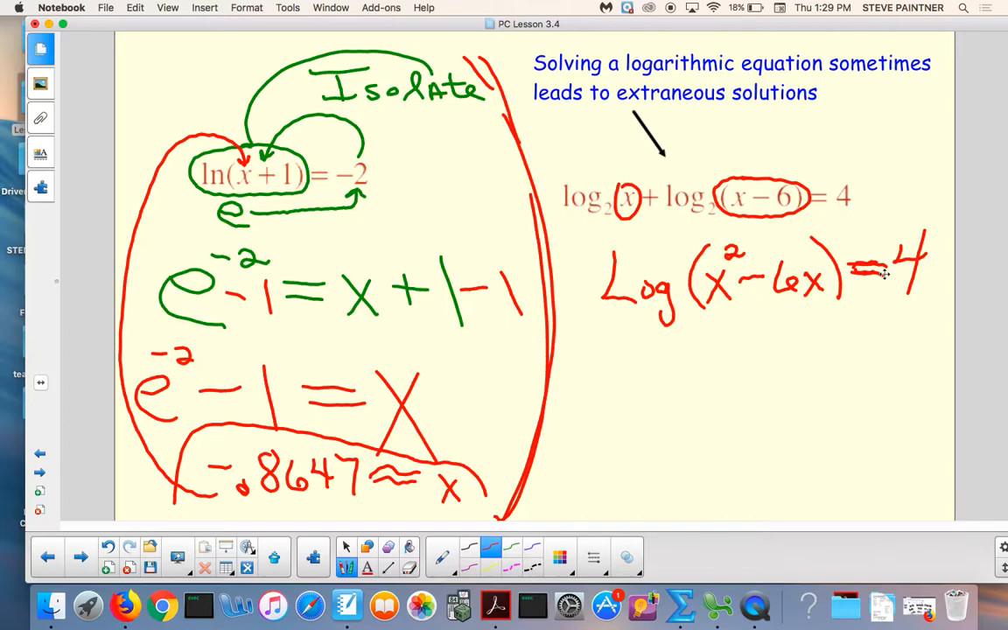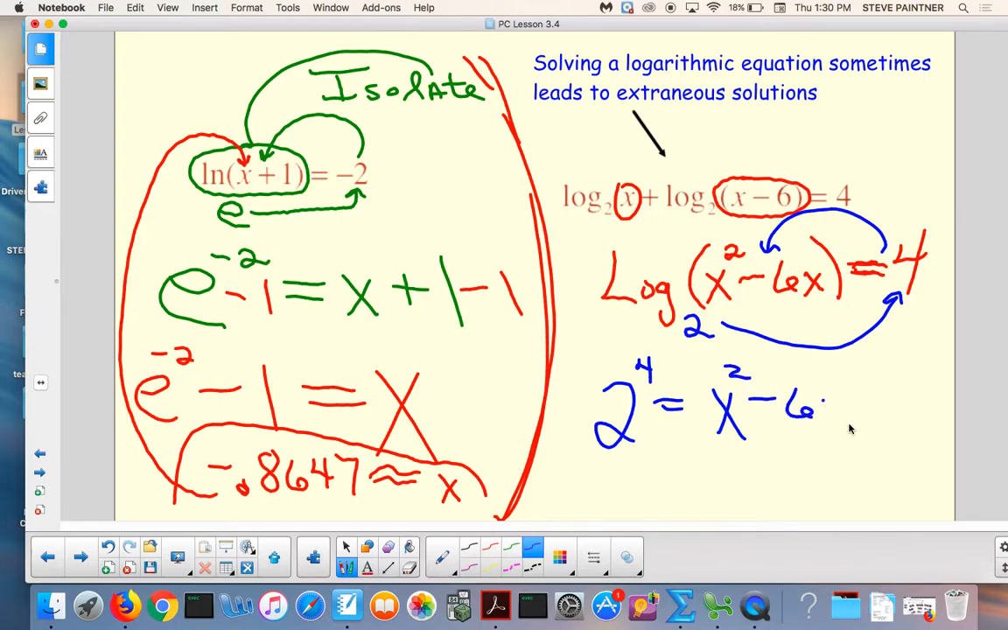Okay, now what do I do? Oh, sorry. This is base 2. I forgot to put my 2 down. Solve the log. Just exponentially, what does a logarithm say? 2 to the power of 4 must equal that, so you'd say 2 to the 4th must equal that number, x squared minus 6x. Solve it. It's a quadratic equation, guys. You've solved a million of these.